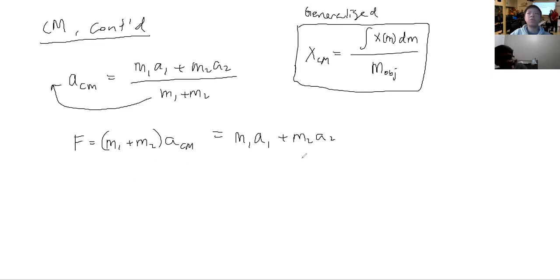So an example of this: if I had a long stick, and let's say the stick is uniform, which means that the density is the same over all parts of the stick, then where would the center of mass of the stick be? The middle. Yeah, good. So the center of mass would be in the center.